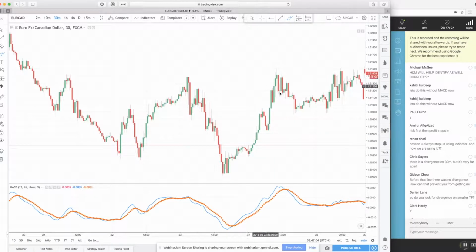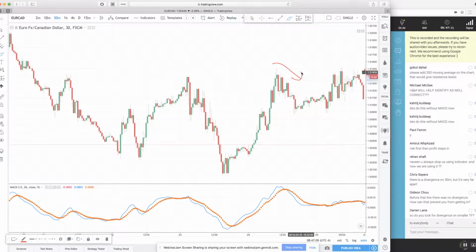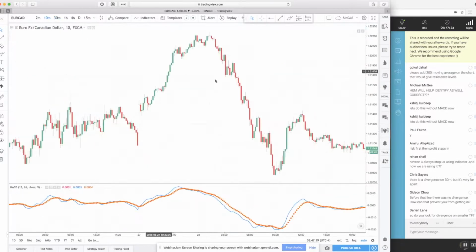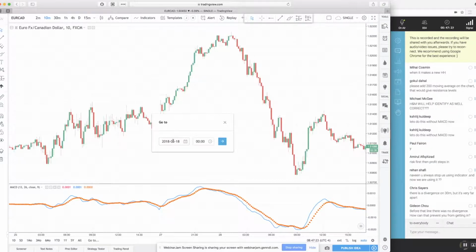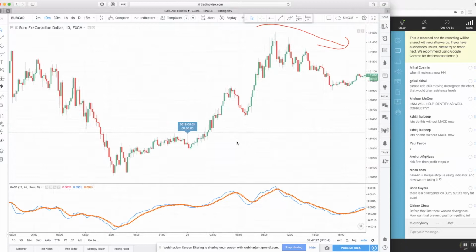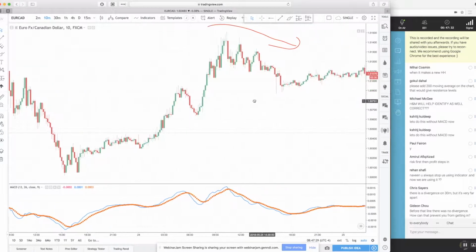So let's evaluate this pullback phase on a lower time frame. Let's take a look at this area. This is on 5/24. Let's go down one time frame. I'm going to go down to the 10 minutes. Here we go. It was on 5/24. Here we are.